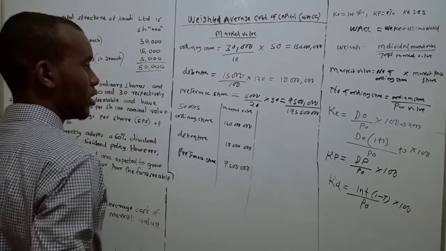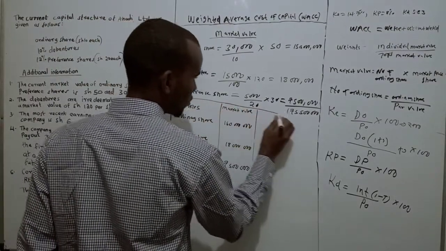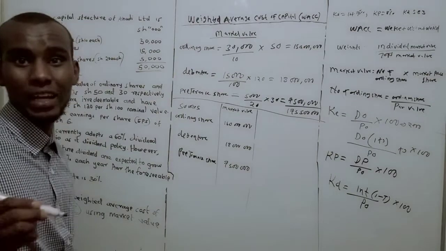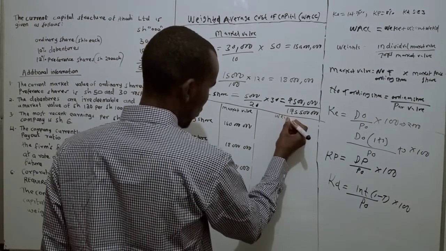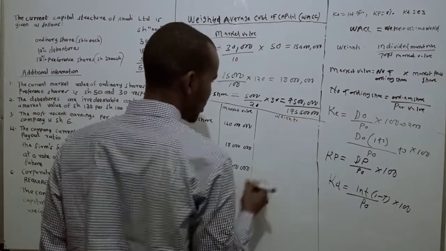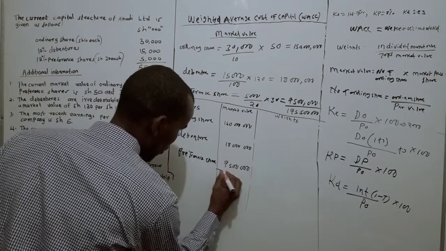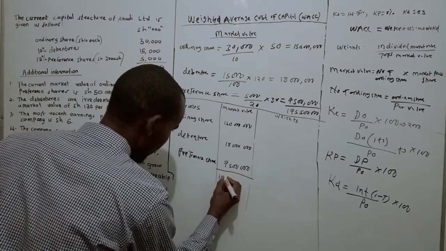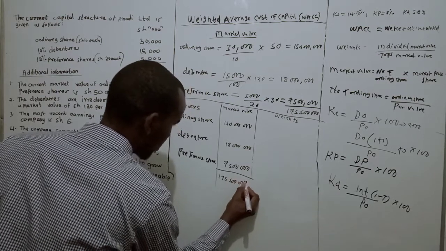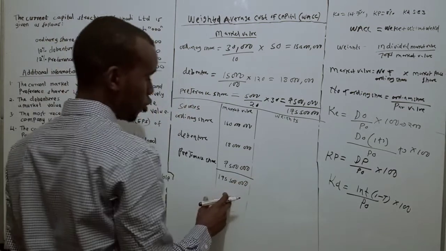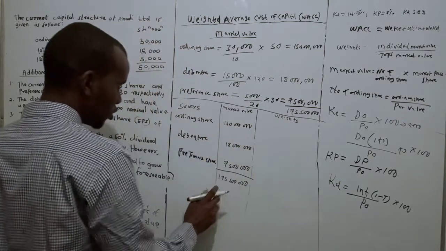7,500,000. Then, after getting the market values, we can now get the weights. Remember, we said weight, we take the total market value, and remember the total market value is 175,500,000. This is the total market value. For us to get the weights, we take the individual market value, then divide with this total market value.